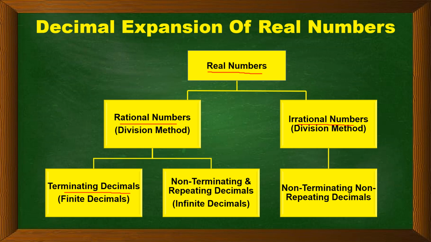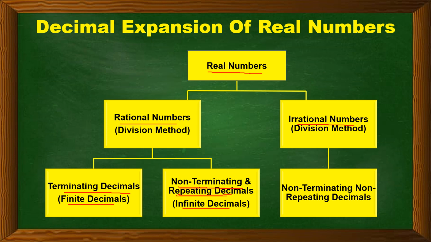First is terminating decimal, that is finite decimals. That means the decimal numbers come to an end and we get terminating decimal expansion. In the second form, we get non-terminating and repeating decimals. That means it will not terminate, but it will repeat. Such kind of decimal expansion is also known as infinite decimal because it is non-terminating but repeating decimals.